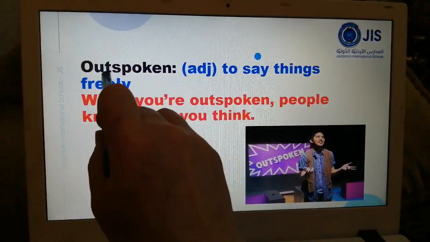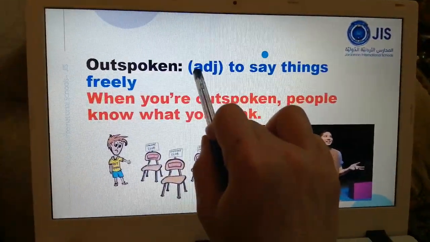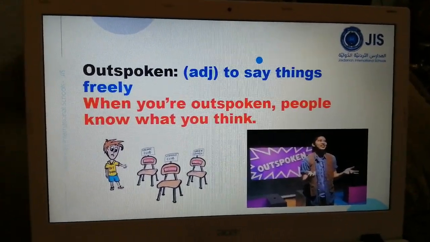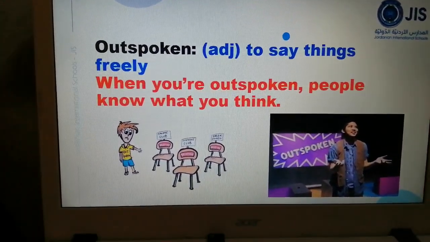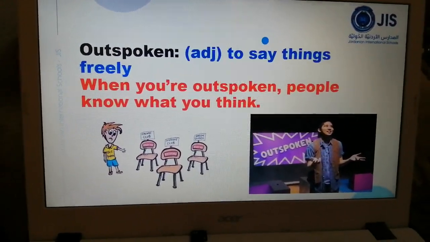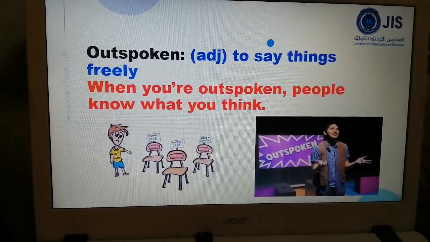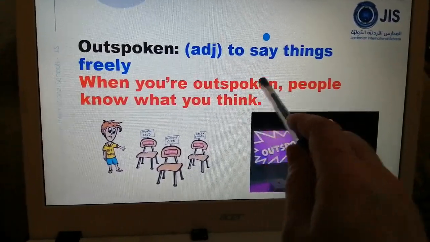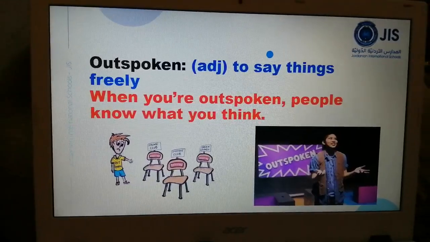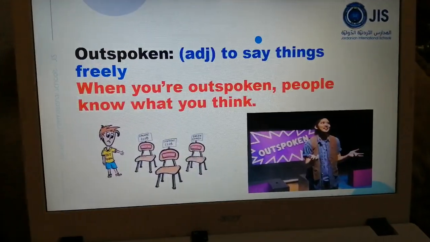Outspoken. Out with spoken, together they make a new compound word. It is an adjective and it means to say things freely without being shy, without being scared. Outspoken, it's an adjective. We use it to describe a noun, to describe someone that he is outspoken. He says anything he thinks without being scared or shy. For example, when you are outspoken, people know what you think, which means that you say what you want without being scared or shy. And it's an adjective and it's a closed compound word, outspoken.